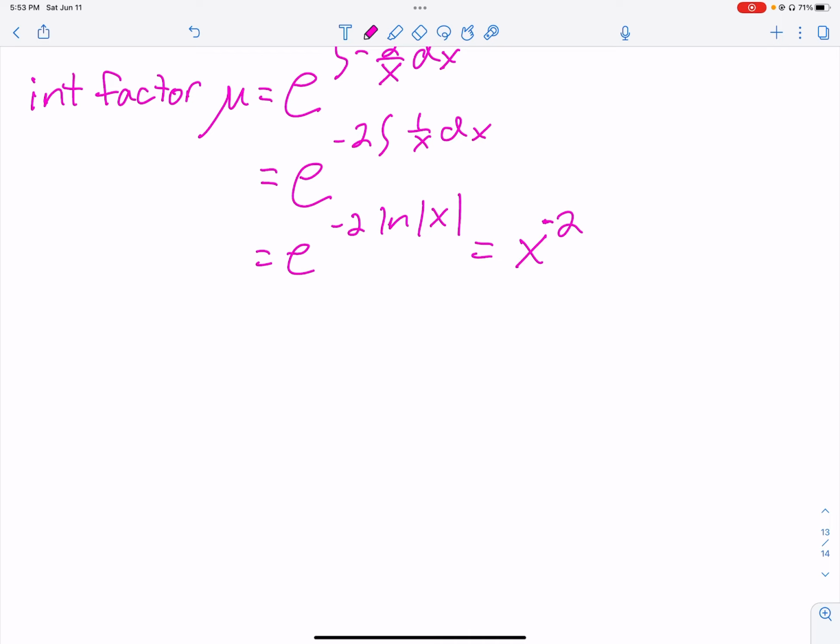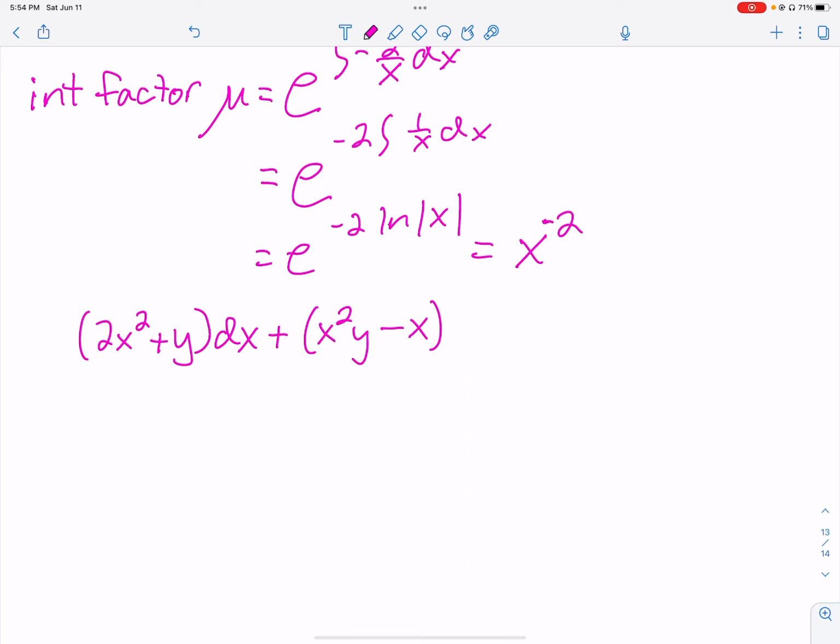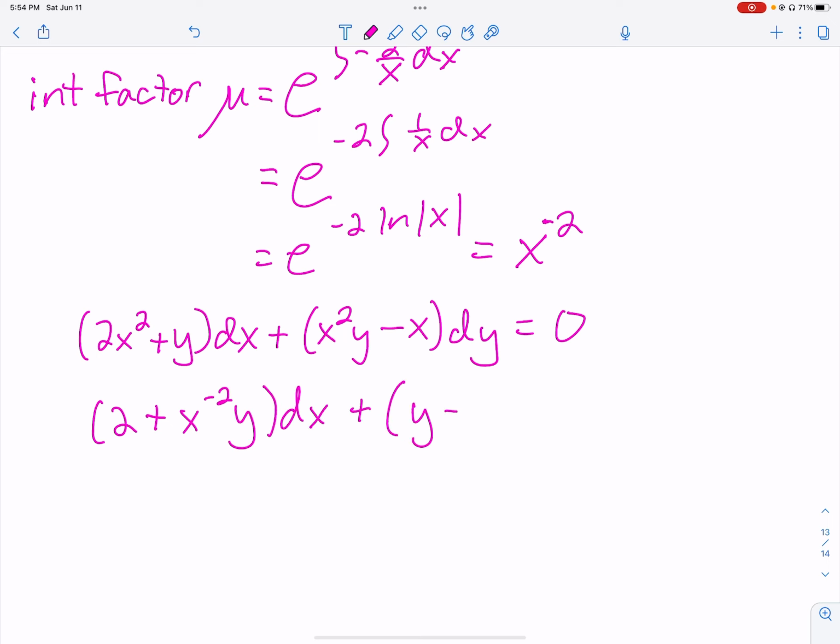Okay, so let me write down the original dE here since we don't have it on the screen. Hold on, I lost it here. Okay, here we go. It's 2x squared plus y dx plus x squared y minus x dy equals 0. If I multiply everything by x to the negative 2, I get 2 plus x to the negative 2 y dx plus y minus x to the negative 1 dy equals 0.